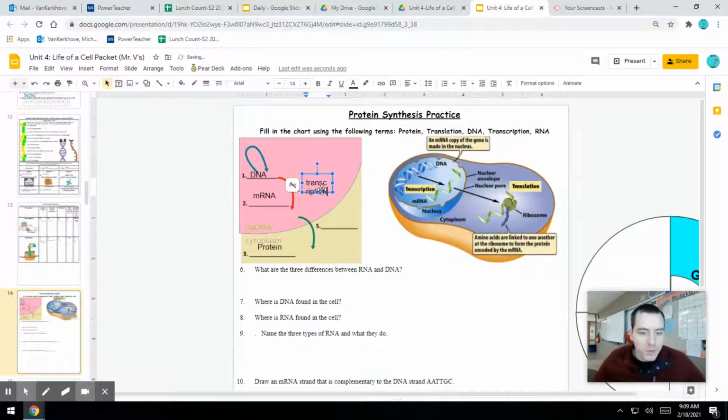I know it's transcription because the C comes before the L in translation, which is mRNA making protein.